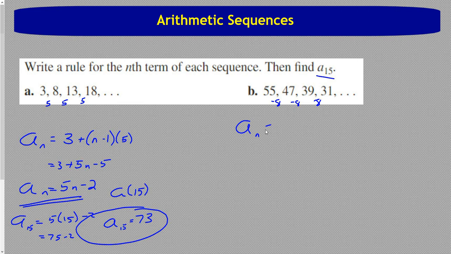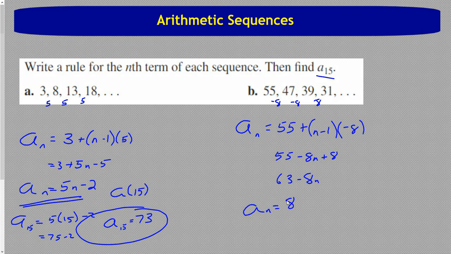So a sub n is going to be the first term plus n minus 1 times a common difference. Common difference is negative this time. That's super important because we want to make sure that we are subtracting that difference, not adding it. So that's going to be 55 minus 8n plus 8. So 55 plus 8 is 63 minus 8n. So a sub n is negative 8n plus 63.